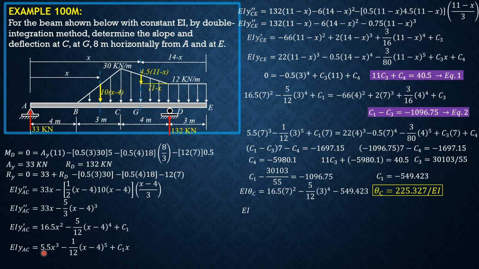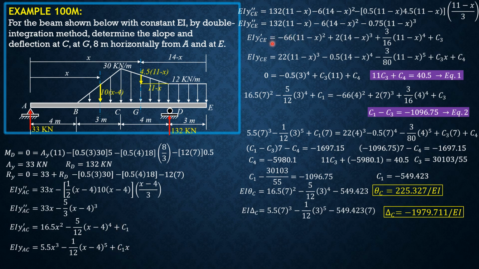Next, into this equation for delta C, x is 7. EI delta C is 5.5 times 7 cubed minus 1 over 12 times 3 to the 5th. Then plus c sub 1, which is negative 549.423 times 7. So delta C is equal to negative 1979.711 over EI.